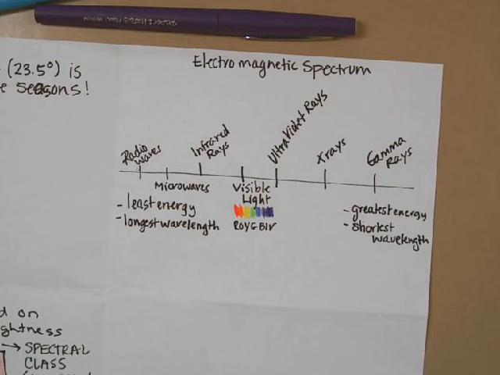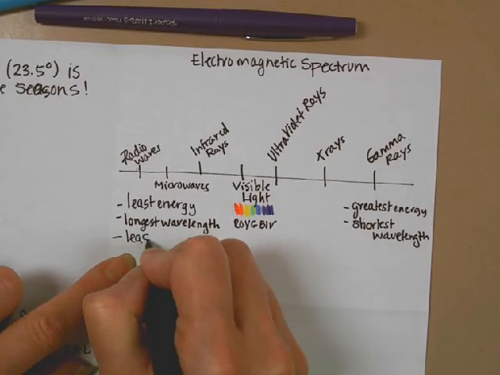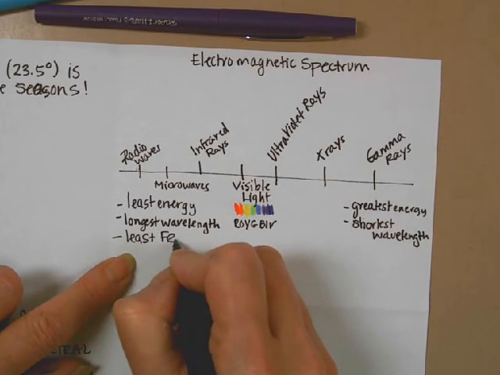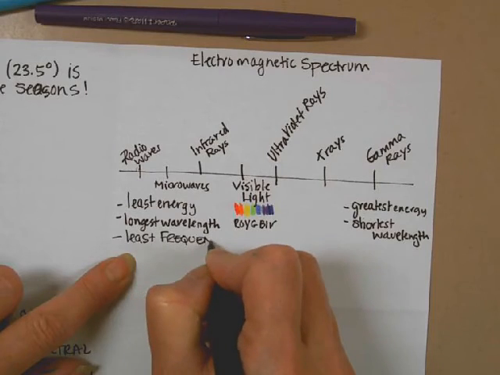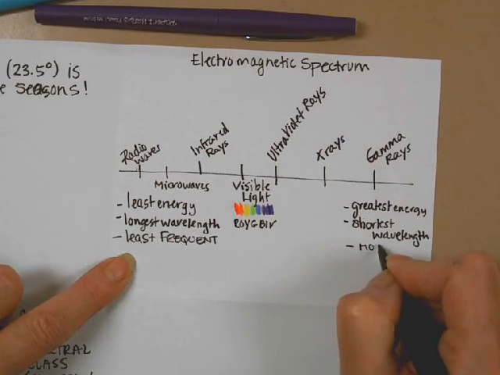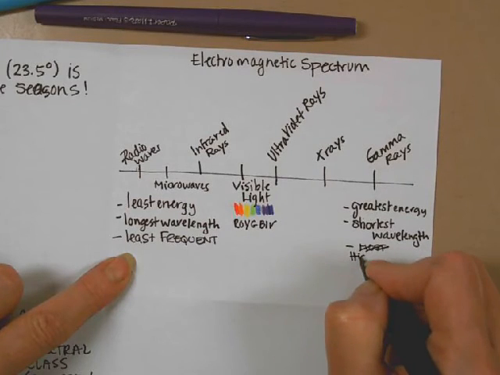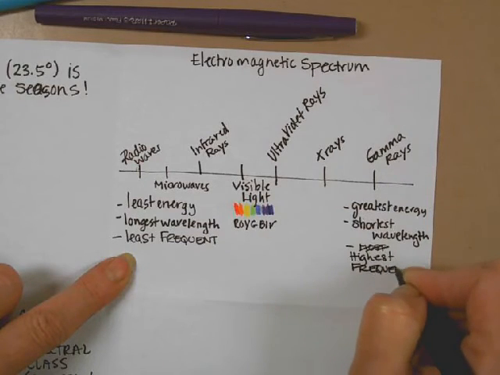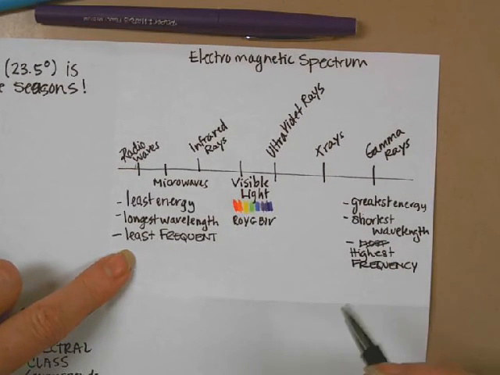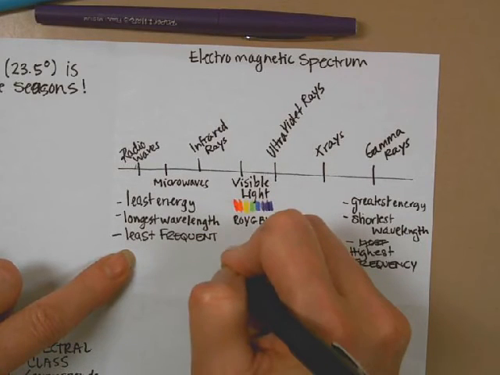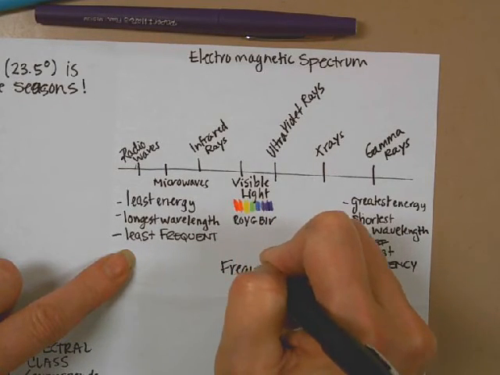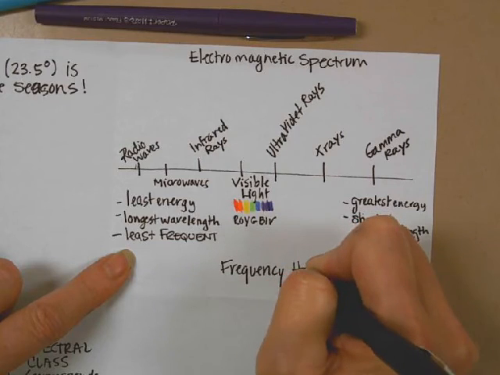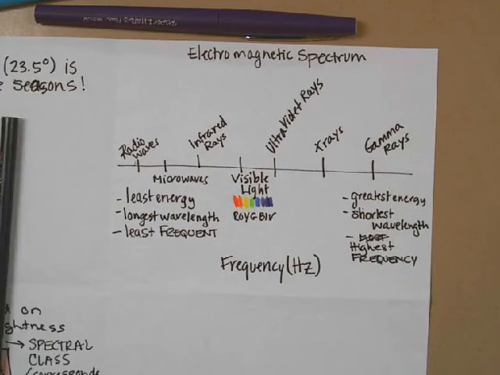If you are asked about a frequency in hertz, these are the least frequent because they have the longest waves. And these are the most frequent, or the highest frequency. Highest is what you're supposed to say. Highest frequency. And if you are asked about frequency, that is measured in hertz. That's what it's measured in.